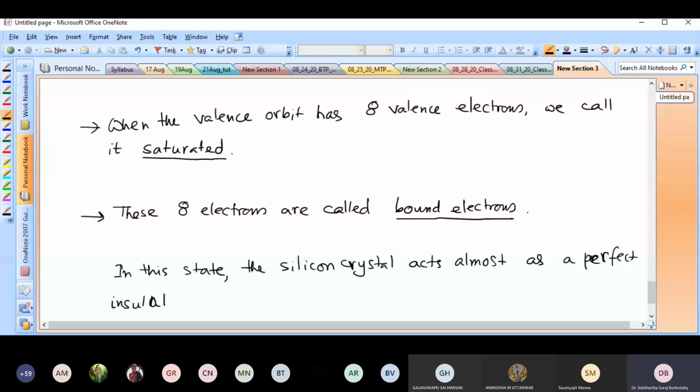Because you have this saturated state. So in this state, the silicon crystal is an insulator at room temperature. Because if you increase the temperature, something happens, so that's another matter. At room temperature, this is what you expect: the silicon crystal is almost an insulator, so nothing can happen in this thing. If you put a little bit of voltage across the silicon crystal, nothing will happen. It'll act like an insulator.